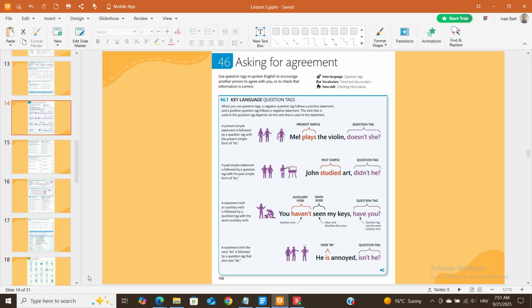A statement with the verb be is followed by a question tag that also uses be. Verb be, question tag. He is annoyed, isn't he?